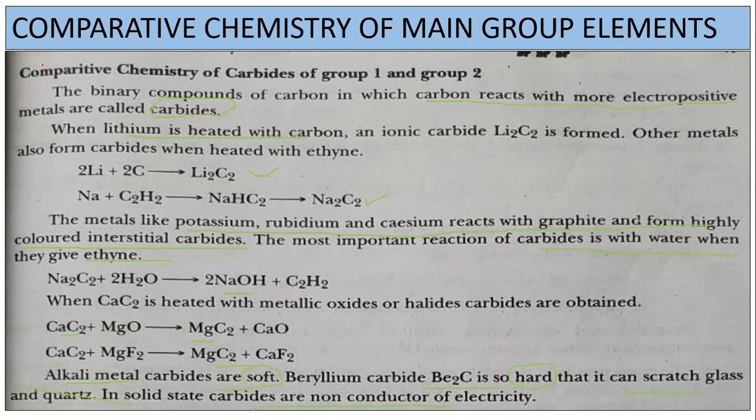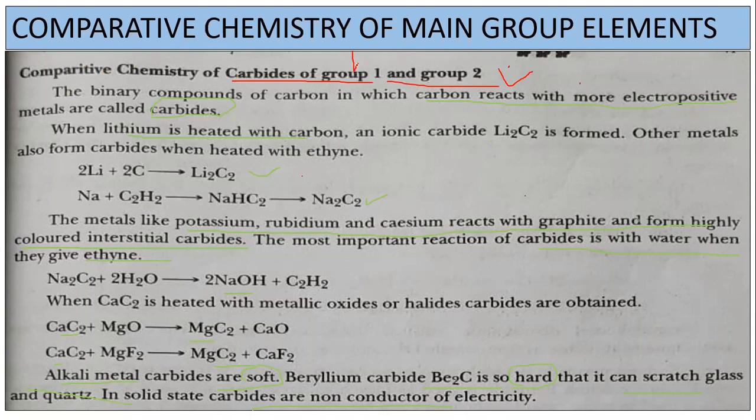Apart from that, or in addition to that, we are going to see what pollutants occur or form in nature in the presence of these elements, and what their health hazards are. So here we are starting the comparative chemistry of main group elements, in which we are going to see the carbides of group first and second elements of the periodic table.